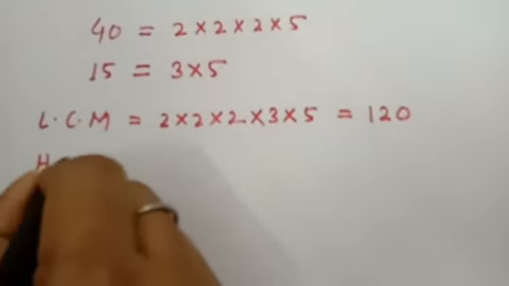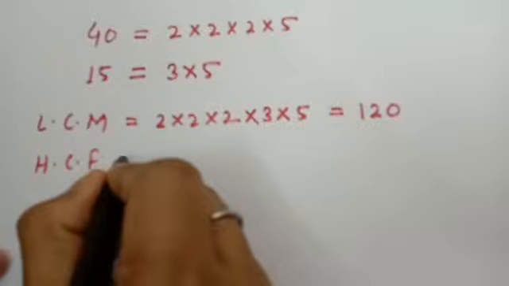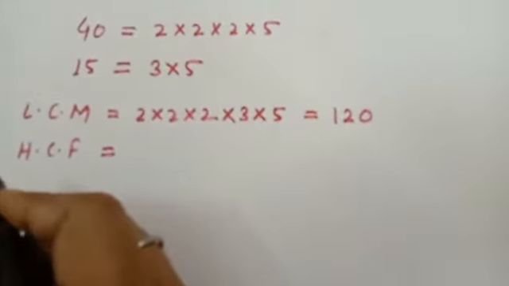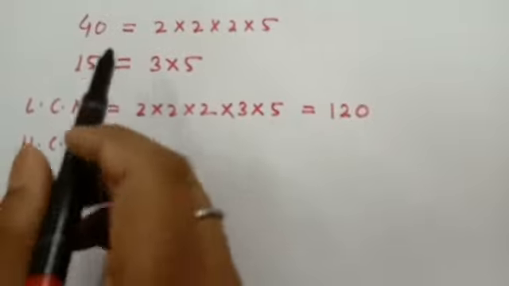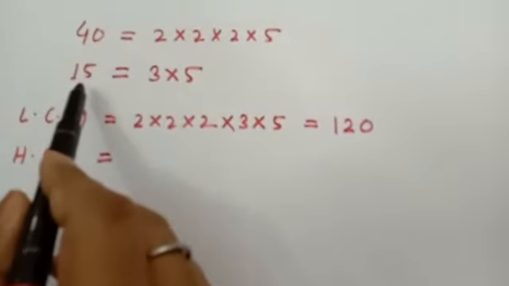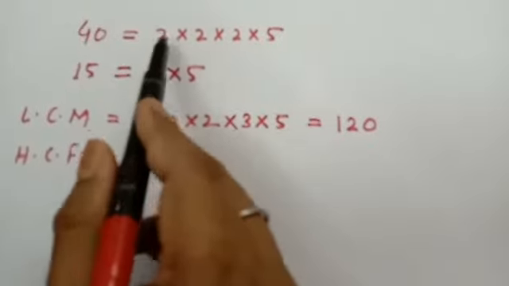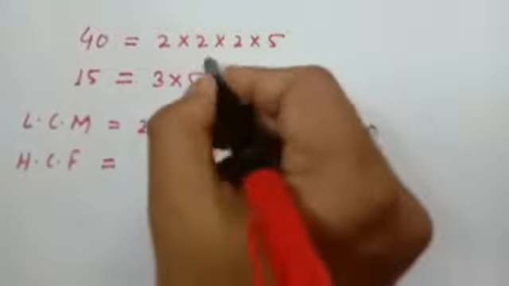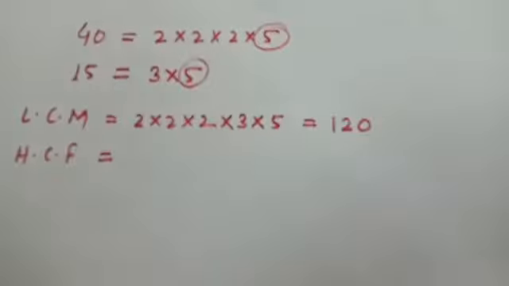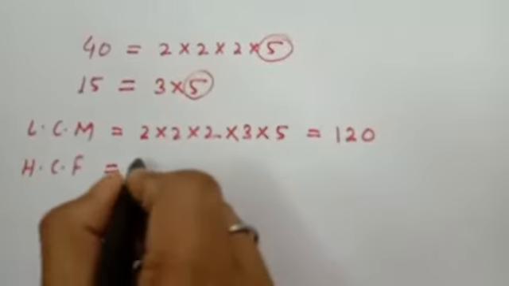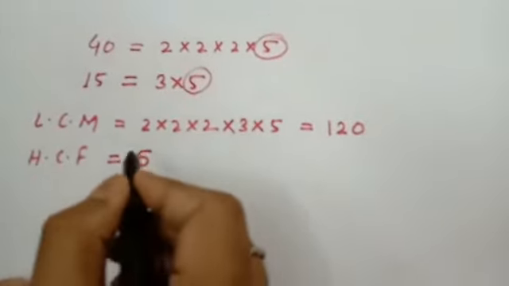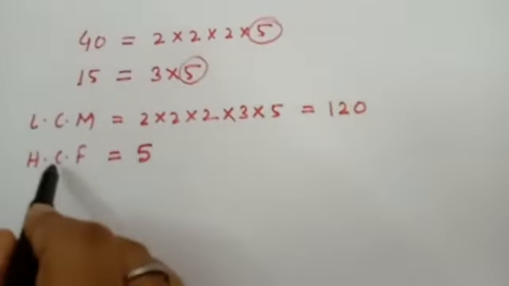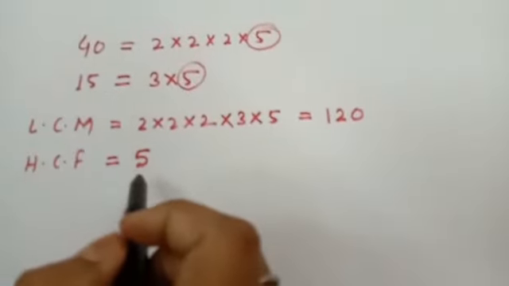Now find the HCF. When we find the HCF, we find the common factor. So what is the common prime factor in 40 and 15? 2 is not common, 3 is again not common. We can see only one 5 is common to both. So the HCF will be 5. So the LCM of 40 and 15 is 120 and the HCF of 40 and 15 is 5.